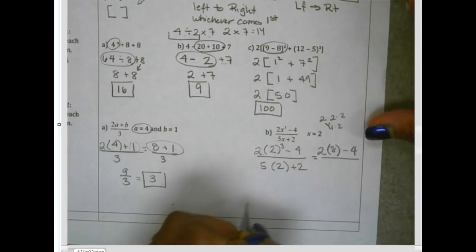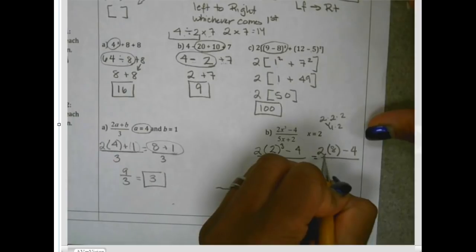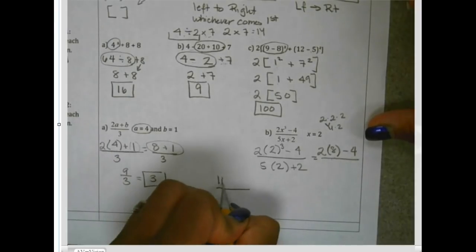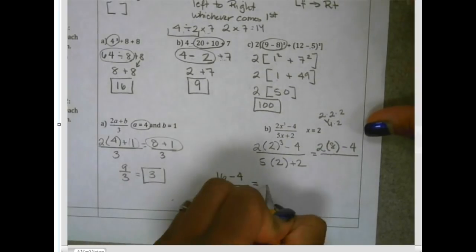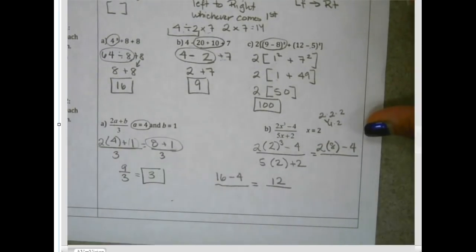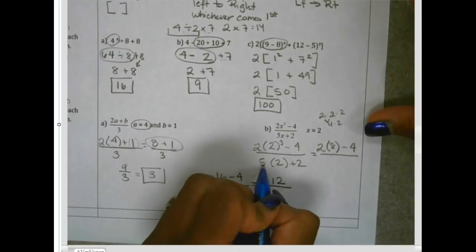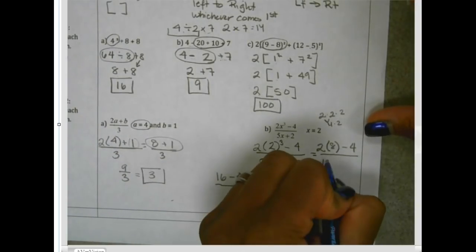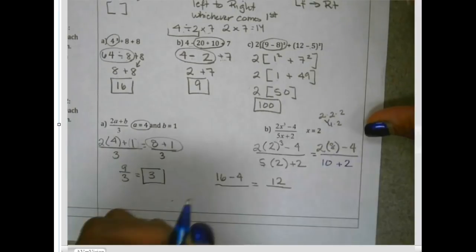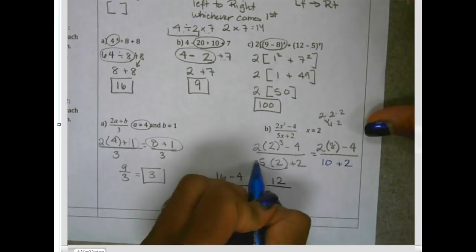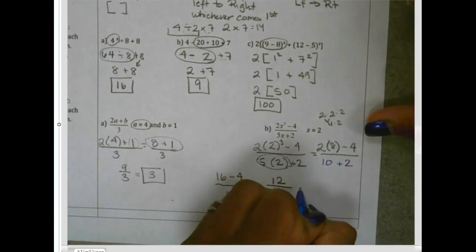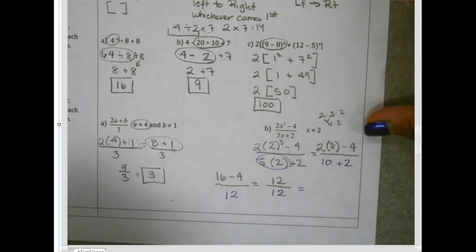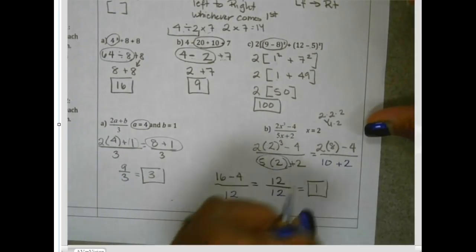Minus 4. Let's go ahead and keep with this numerator. Multiply first, so that would give me 16 minus 4. So I have 12 in the numerator. My denominator, 5 times 2 is 10 plus 2, because I'm supposed to multiply first. And that gives me 12. So that's 12 over 12. And then what is 12 divided by 12? 1. Every day, all day.